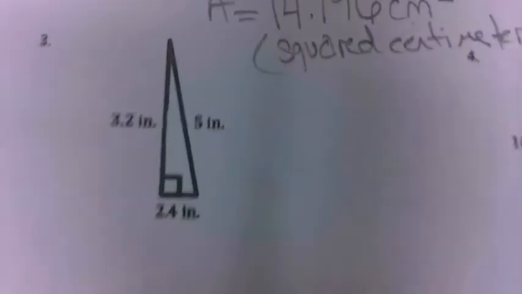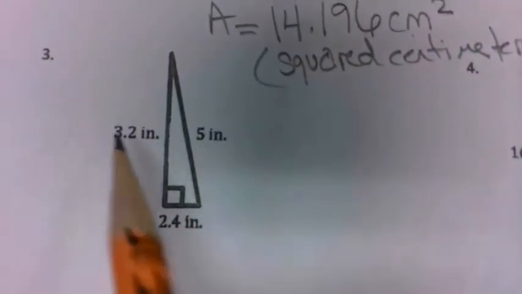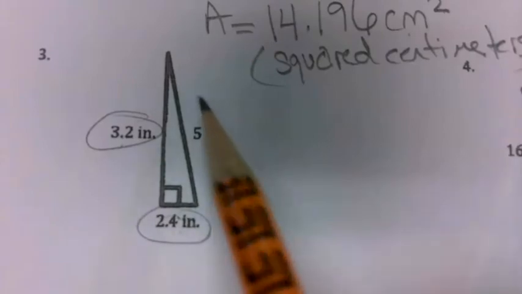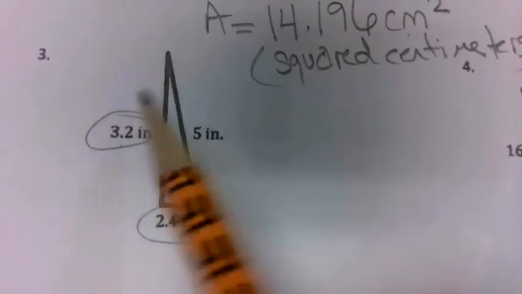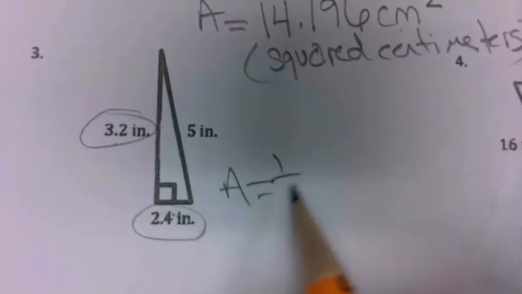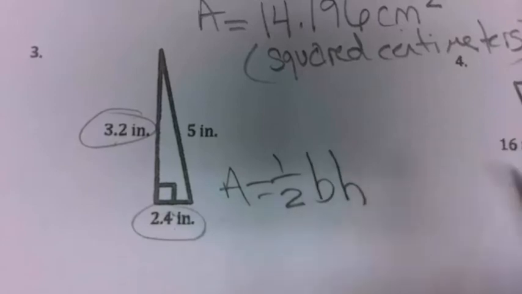Okay, let's look at this next one. I look for my legs that are perpendicular, right? Here's my base, here's my height. This is my slanted line. This is going to be longer than my height. So I do my same formula: area equals 1/2 times base times height.